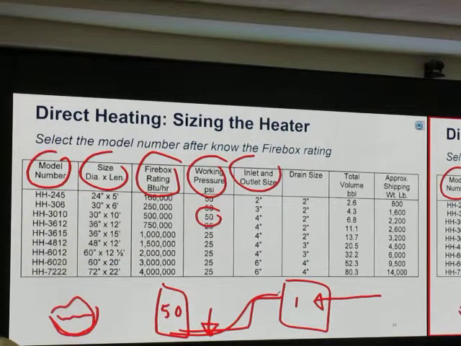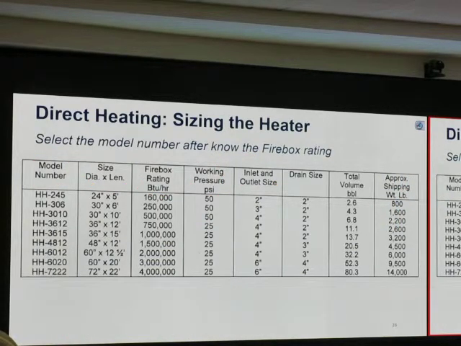Okay? Good? But if I open it all the way, it goes from 40 to 0 psi. Water just comes straight to a tree, just that. Maybe a little bit further away, just that. Alright. Inlet size, drain size, total volume, approximate ship weight. We have all that, okay?